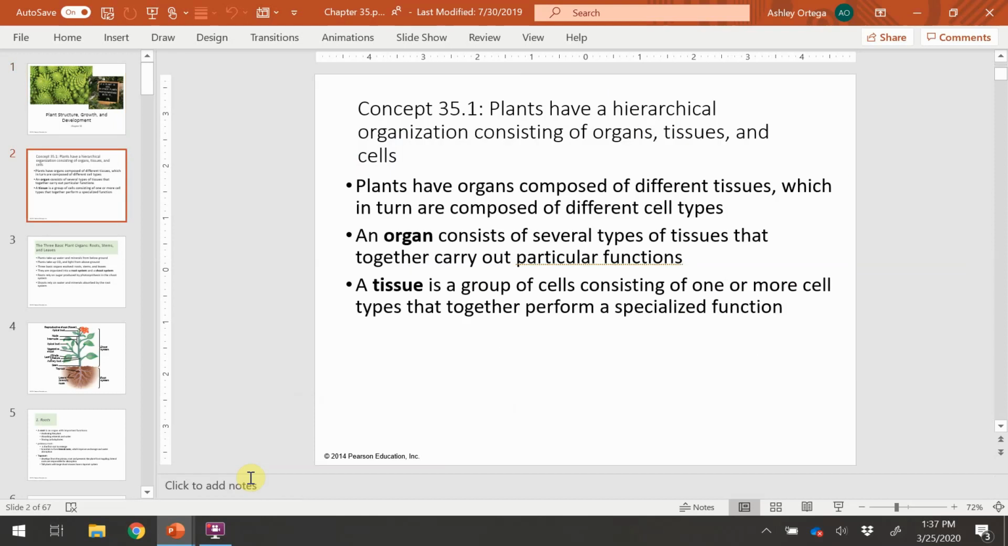All right, so plants, they have organs and tissues and cells, just like we have organs and tissues and cells, but their structure looks a lot different than ours. And so you do want to understand an organ is several types of tissues that work together to carry out a particular function. And a tissue is a group of cells consisting of one or more cell types that work together for a specific or specialized function.